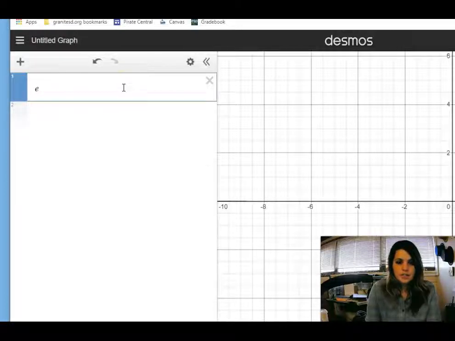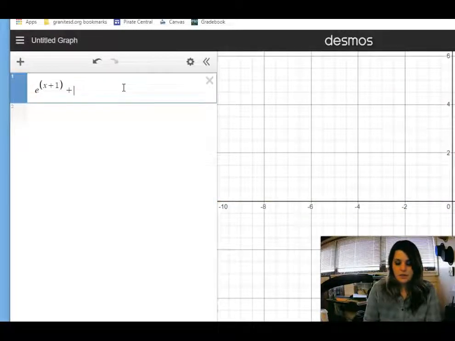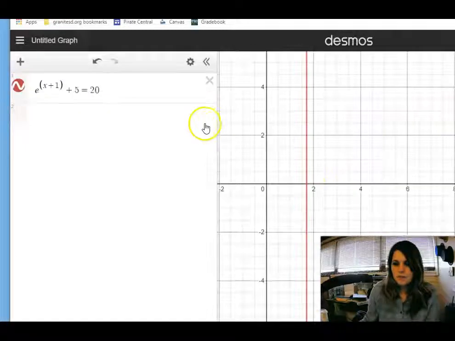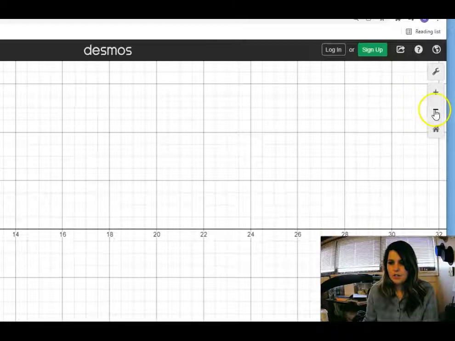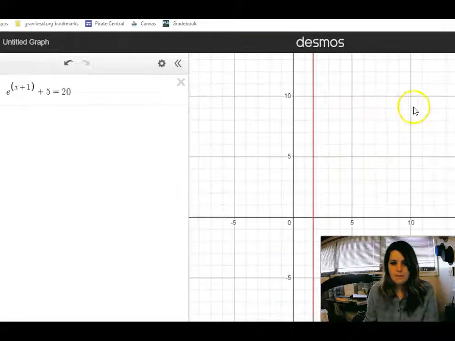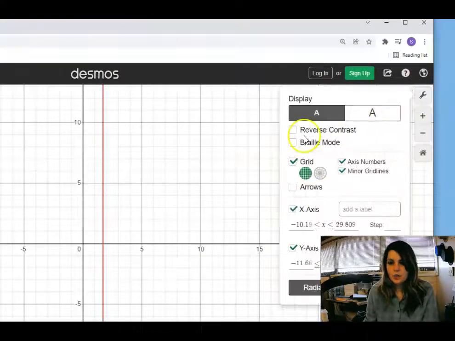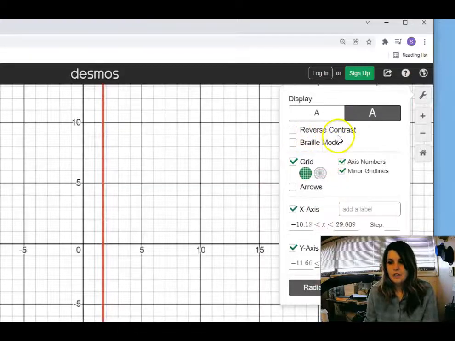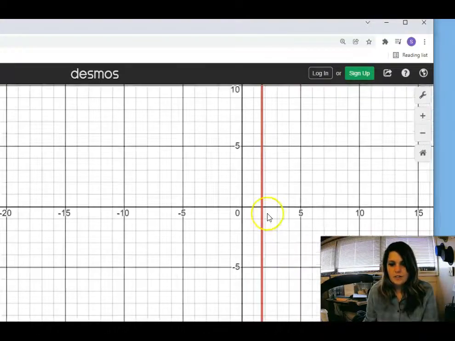In here I can type in the equation e, shift 6, parenthesis x plus 1 equals, oh, sorry, I forgot the plus 5, equals 20. Now, this vertical line here is telling me, sorry, I was just trying to zoom out a little bit. This red vertical line is what the solution is. It's showing up as a vertical line because we're in the graphing portion of Desmos. So if I look at this, it's not awesome, but it looks like it's almost 2.